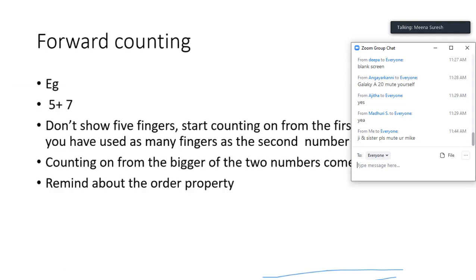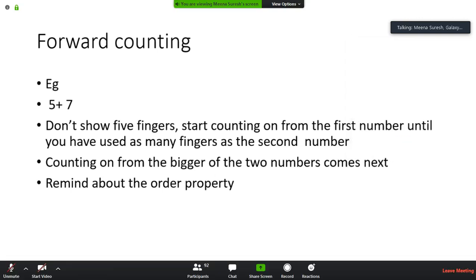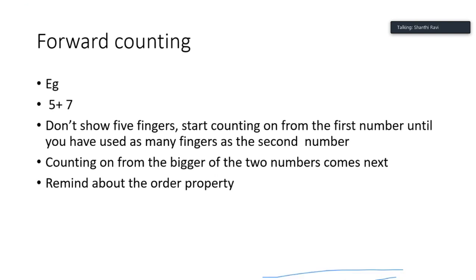After you do addition and subtraction tables, you have to do the forward counting. Suppose you want to add 5 and 7. Now you tell them, don't show 5 fingers. Start counting on from the first number until you have reached as many fingers as the second number. Okay, this is the first stage. After this, you tell them, of the two numbers, whichever is bigger, you start from there, and the other number you count on. You could probably remind them about the order property. 5 plus 7 is the same as 7 plus 5.